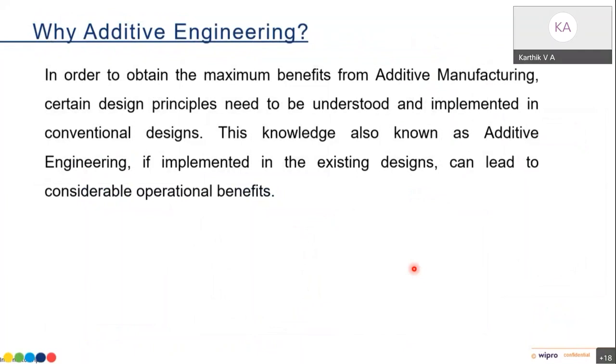So when we use the term additive engineering, it is the implementation of existing designs and knowledge for conventional manufacturing techniques, which we need to rethink and reevaluate and implement for the additive manufacturing process as well. It is often that we are restricted by our conventional design thinking, and because additive manufacturing gives us the freedom to fabricate components on a layer by layer basis, the design freedom which we have is not being completely utilized. And this is where additive engineering plays a crucial role.